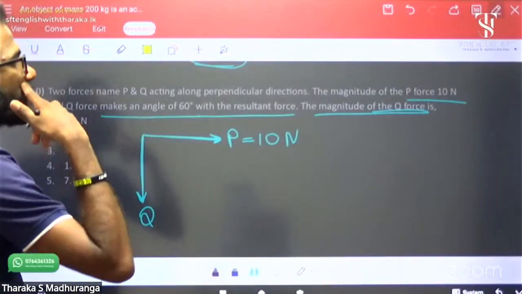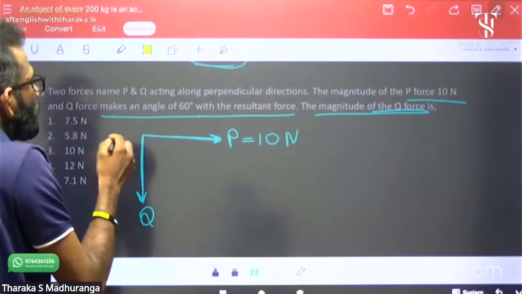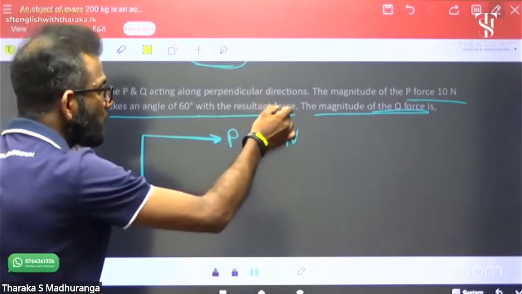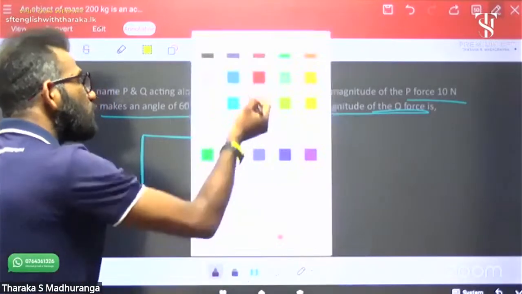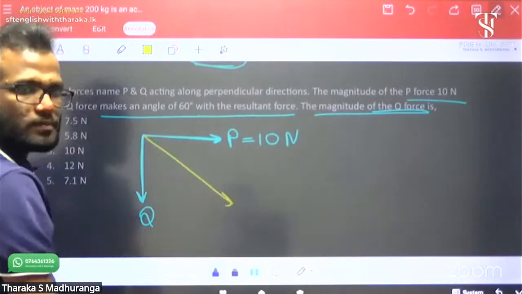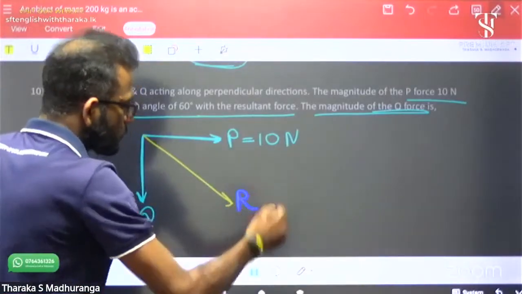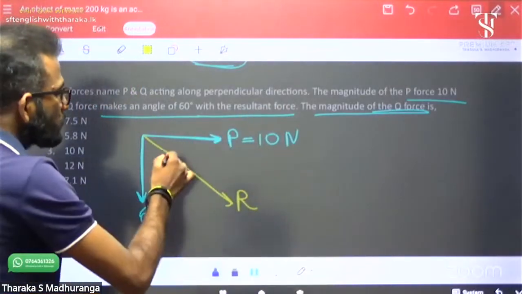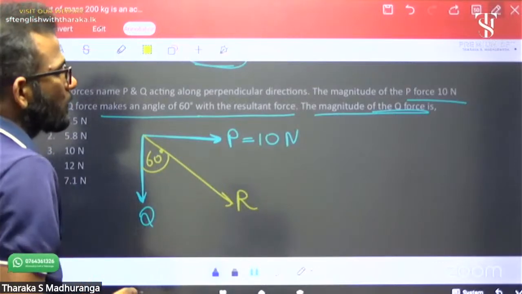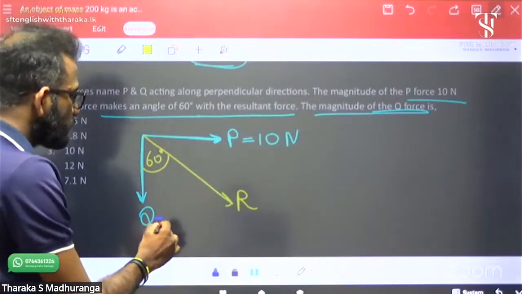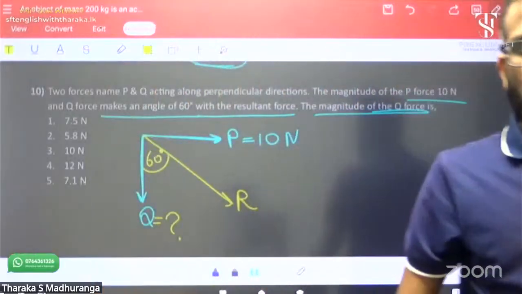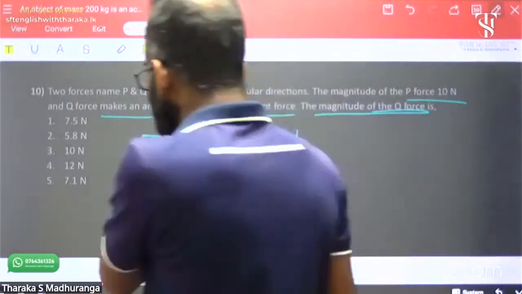The magnitude of the P force is 10 Newton, and the Q force makes an angle of 60 degrees to the resultant force. I always told you the resultant force of two perpendicular forces lies between the two forces. Okay, this is the resultant force. The resultant force and the Q force make a 60 degree angle. Find the magnitude of the Q force. Okay, what is the method now?